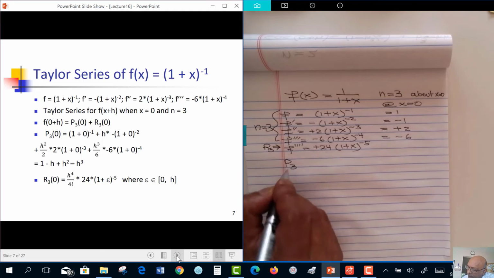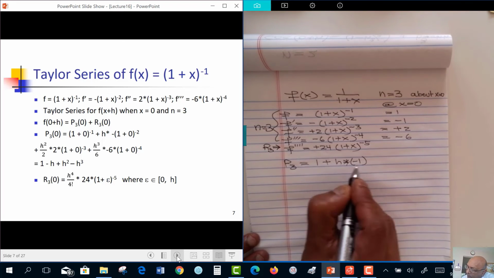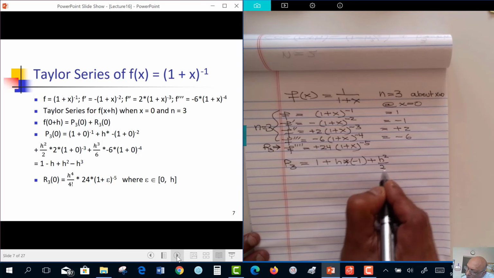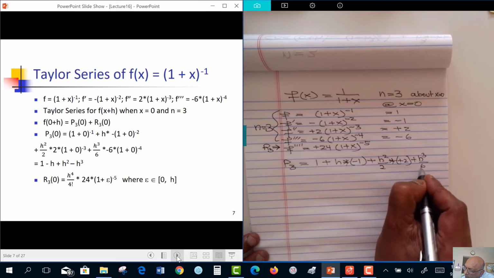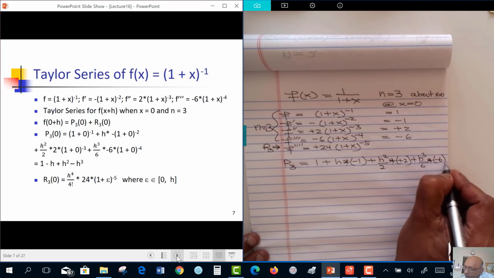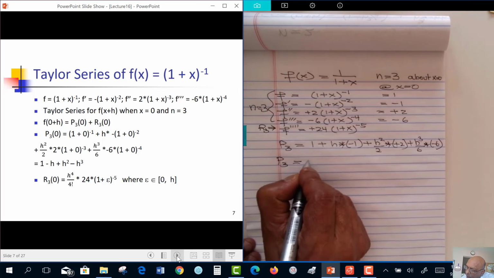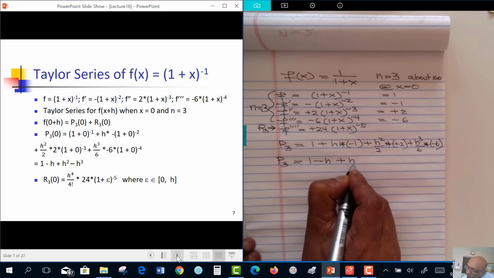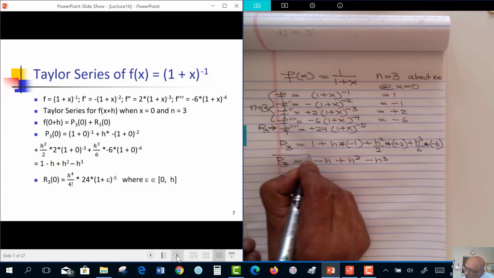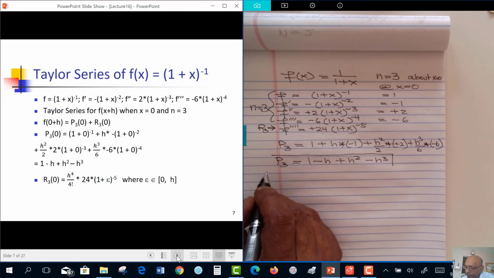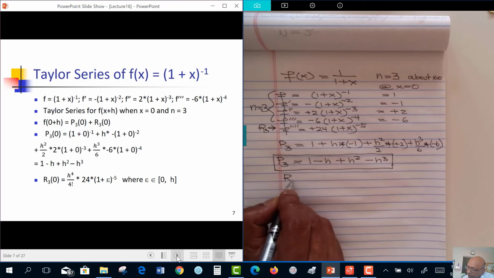So our P3 would be 1 plus h times negative 1, plus h square over 2 times positive 2, plus h cube over 6 times negative 6. So we will get P3 is 1 minus h plus h square minus h cube. Right? Okay, let's do R3.